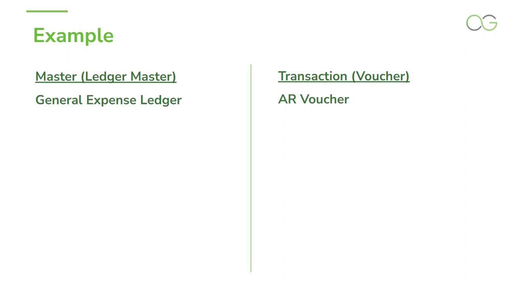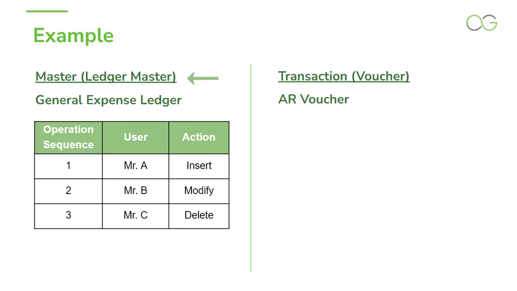So for better understanding, we are taking two examples. The first one is in which we will track the audit trail data for a master, and in the second example, we will track the audit trail data for a transaction. For the first example and demonstration, we are taking ledger master in consideration.